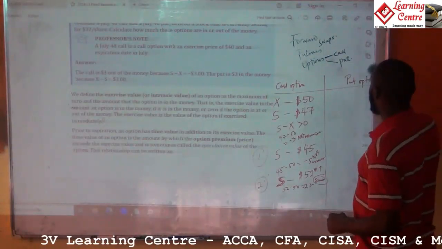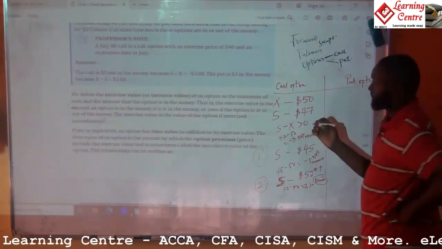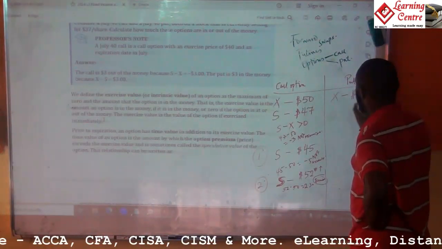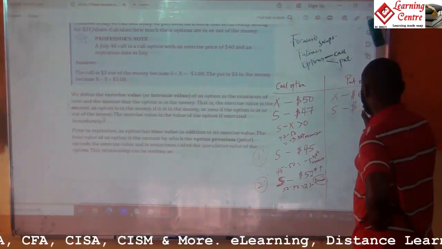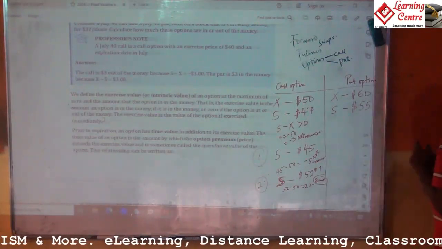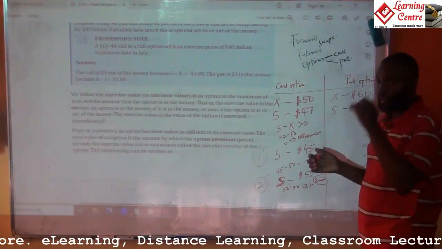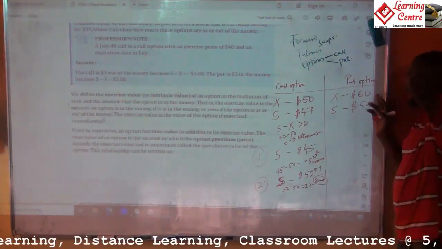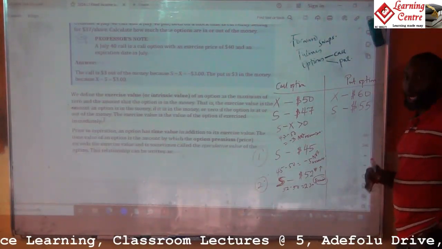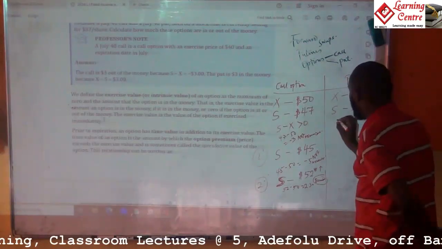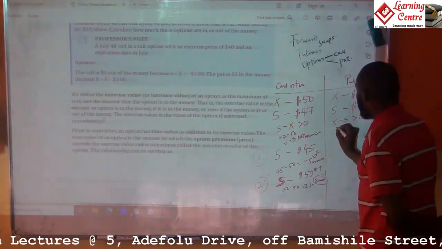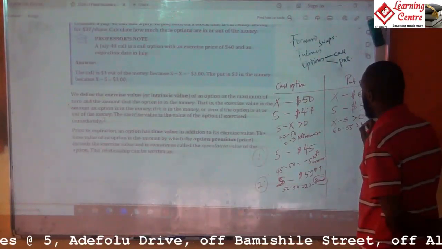So same example for this guy as well. Let's flip it. Let's make this 60 and let's make this 55. A put option means that I want to sell. So I agreed to sell at $60. But now the price of the item is 55. Therefore, I will exercise because X minus S is greater than 0. Meaning 60 minus 55 is greater than 0.